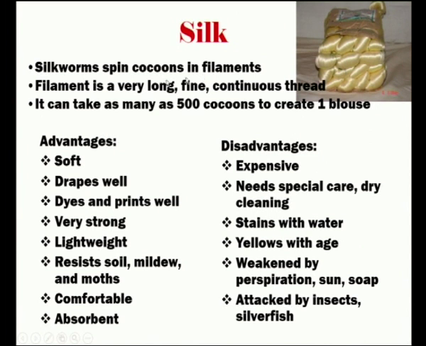Another major class of fiber is silk. Silkworms spin cocoons in filaments. A filament is a very long, fine, continuous thread. It can take as many as 500 cocoons to create one blouse. So, silk is another material, shown in the picture, which has some advantages: very soft and drapes well, dyes and prints well, very strong, lightweight, resists soil, mildew and moths, comfortable, absorbent. Some of the disadvantages of silk: expensive, needs special care, dry cleaning, you can't use soap or wet cleaning, stains with water, yellows with age, weakened by perspiration, sun, soap, attacked by insects, silverfish, etc. So, these are all the disadvantages in the case of silk.